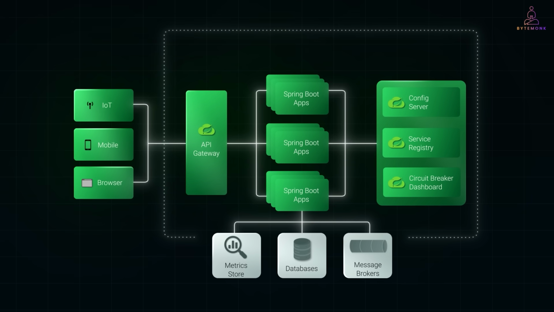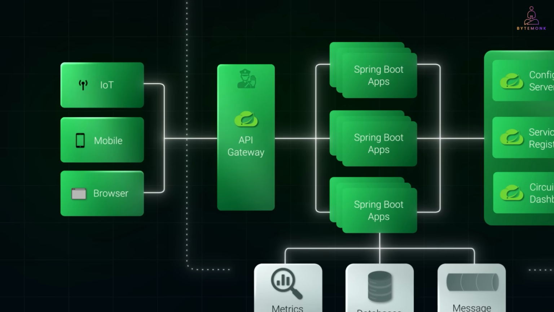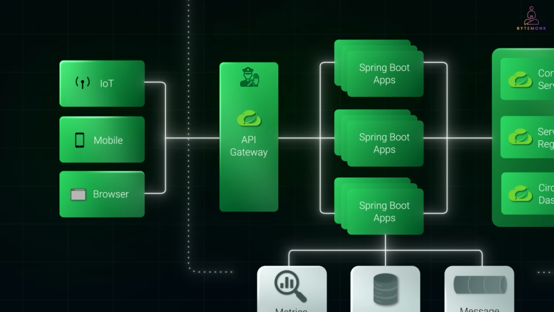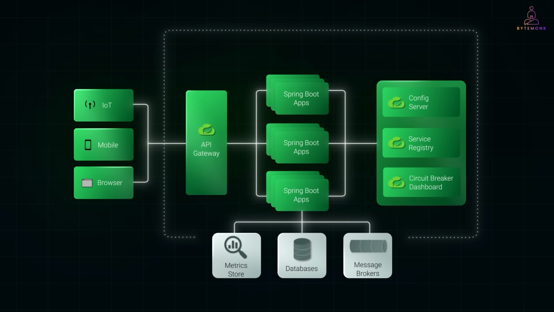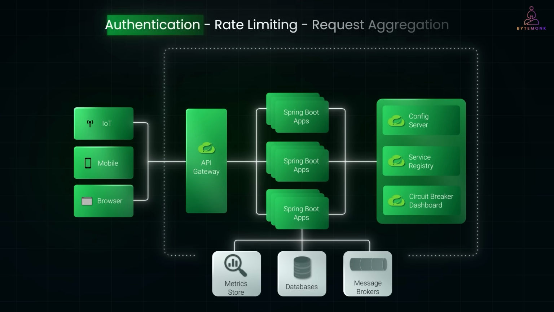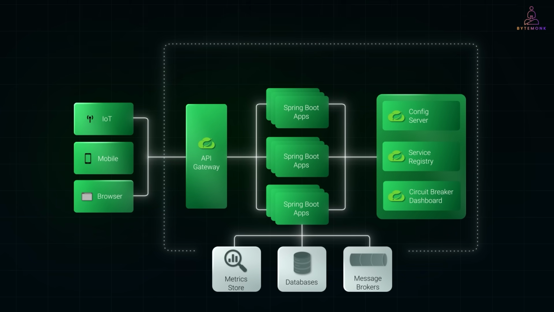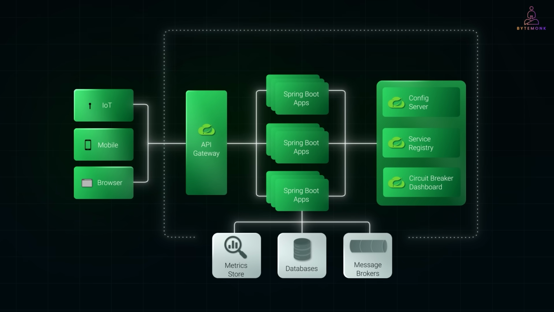Let's start with the entry point of the system, the API gateway. Think of it as the traffic cop that routes incoming requests to the right microservice. Whether it's the order service or the user service, the gateway decides where each request goes. It also handles common tasks like authentication, rate limiting, and request aggregation. Instead of clients talking to 10 different services, they just talk to one gateway.